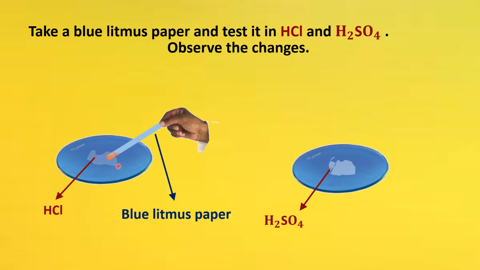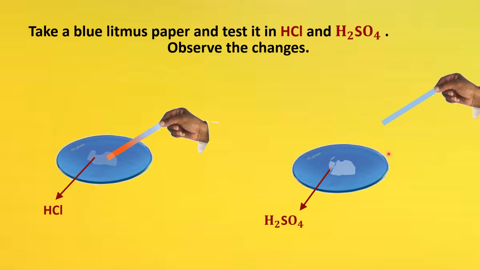See here, the blue litmus paper is turning red, isn't it? In the previous slide, with the red litmus paper, we saw that there is no change. But here we are observing that the blue litmus paper is changing to red color. So that means HCl turns blue litmus paper red. Now we'll see with dilute H2SO4.